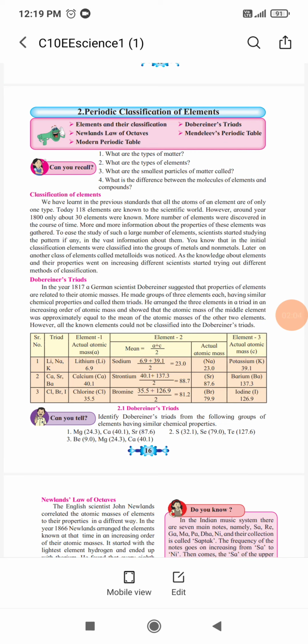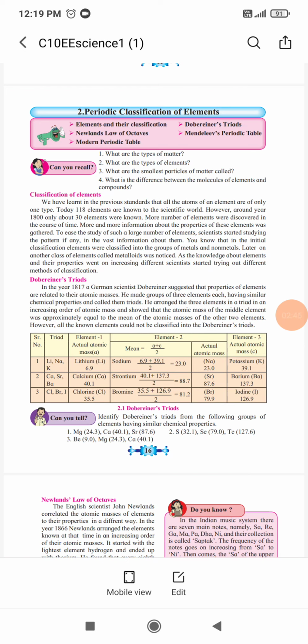Now we will discuss the triad of lithium, sodium and potassium. Lithium is 6.9, sodium is 23, and potassium is 39.1. When we add lithium and potassium, 6.9 and 39.1, and divide by 2, we get the atomic mass of sodium, that is 23. Sodium is 23, and the arithmetic mean of lithium and potassium is also the same.